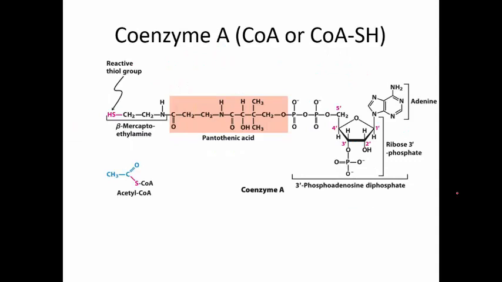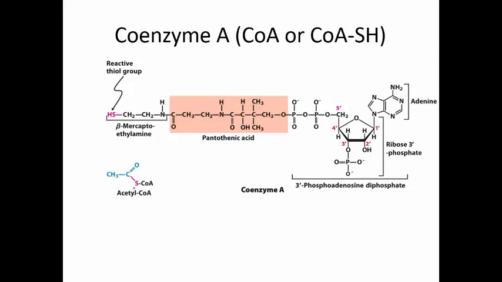So just to remind you what CoA looks like, it is a very large complex molecule. It's got this adenosine diphosphate thing that's also got a phosphate on carbon 3, and it's got a long pantothenic acid linking chain, and then at the very end here we've got a reactive thiol. That's the only thing we're really going to care about.